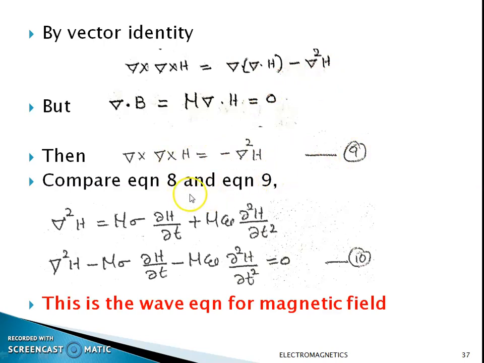And compare equations 8 and 9. Then we get del square H is equal to mu sigma dou H by dou T plus mu epsilon dou square H divided by dou T square. That is, we can write this equation as del square H minus mu sigma dou H by dou T minus mu epsilon dou square H divided by dou T square is equal to 0. Mark it as equation number 10, and this is the wave equation for magnetic field in the case of a conducting medium.